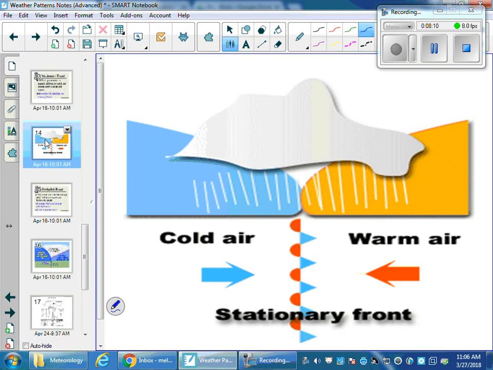Our diagram here again shows, hey, we've got cold air and warm air. They're just hanging out there. We don't have overall movement, one running into the other necessarily. On a weather map, you would expect to see a hybrid symbol here that shows the warm and cold fronts together. That's the symbol for a stationary front.